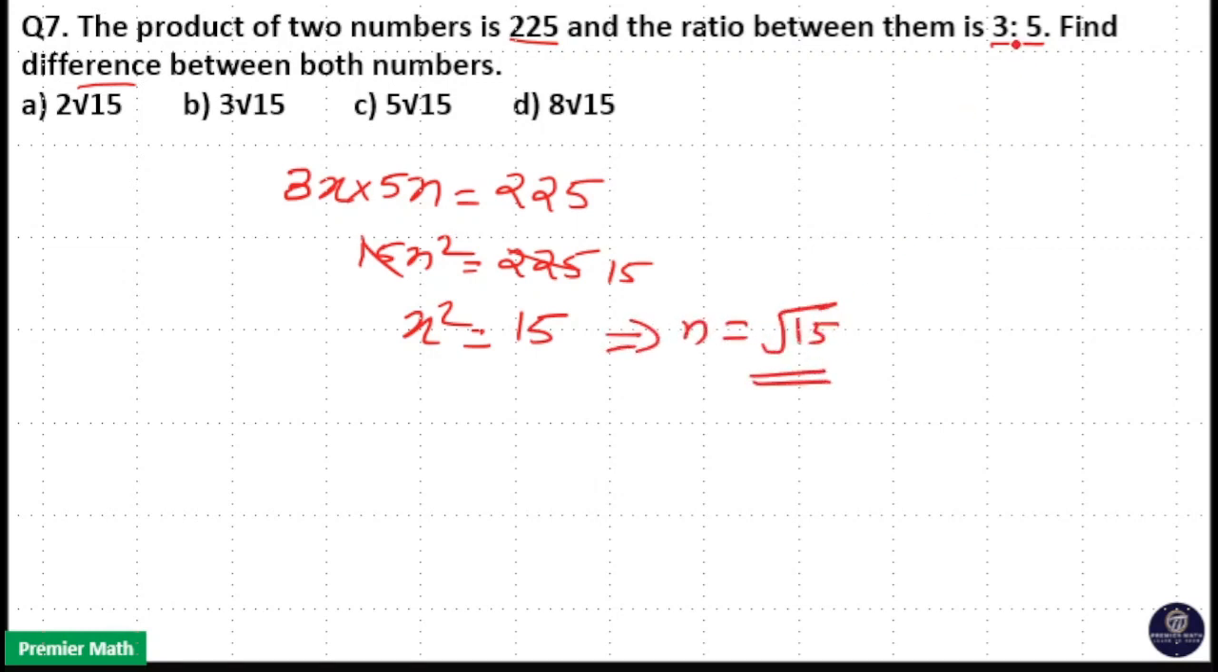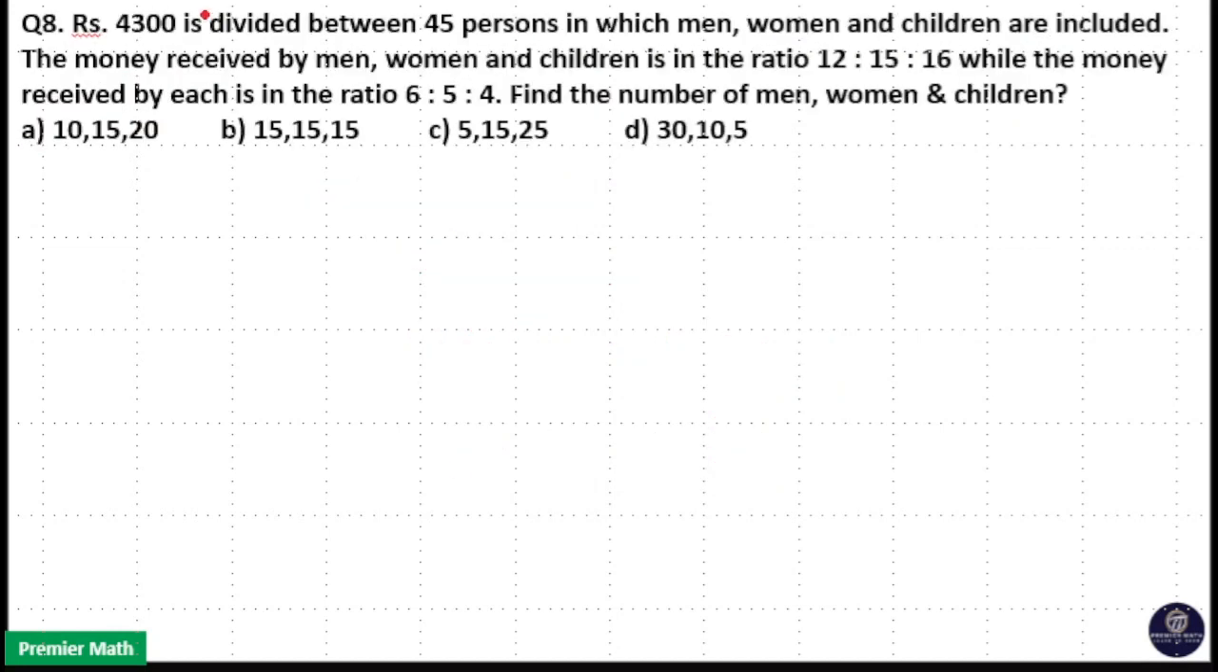Here difference between 3x and 5x is equal to 2x. So difference is equal to 2x is equal to 2 into root 15. So option A is your answer. Next is question number 8.